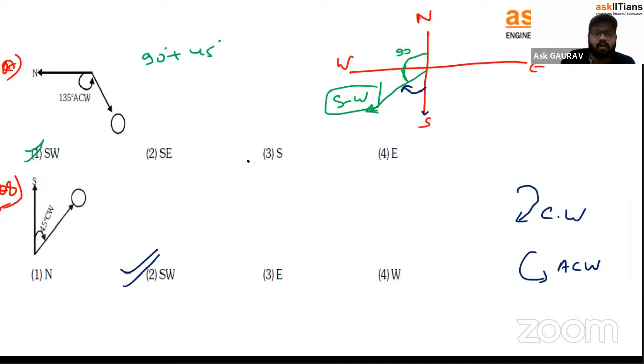Sam Thomas, the question is saying this is your north direction and you are moving 135 degrees anti-clockwise. What is anti-clockwise? Moving opposite to the clock, right? This is north. You are moving anti-clockwise, so you will move here. You have to move 135. First of all, this is 90 degrees and 45 more. Then you will reach this arrow, and this arrow is what? Southwest. Is it clear now?